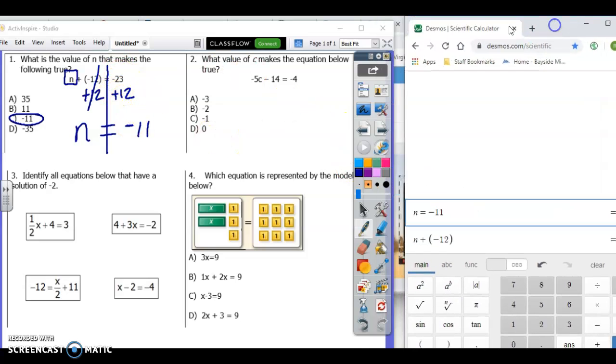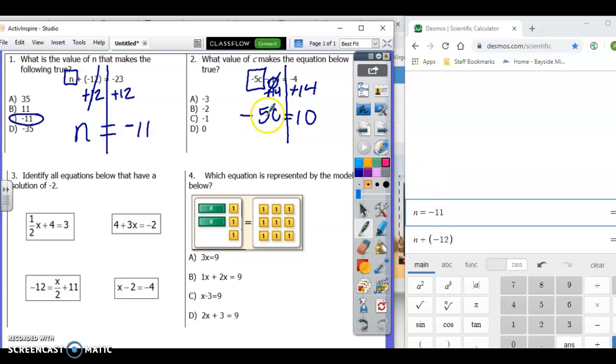Number 2. So number 2 says, what value of c makes the equation below true? So we want to solve for c, isolate the variable. So we draw a line down the equal sign, leave this alone. We have minus 14, so we're going to add 14. Type that in your calculator and you get 0. So negative 4 plus 14, you can come to your calculator and type that in. I know it's 10. So now I have negative 5 times c equals 10.